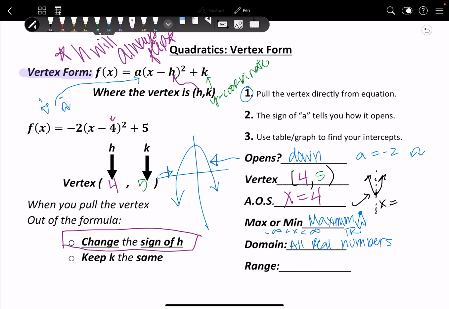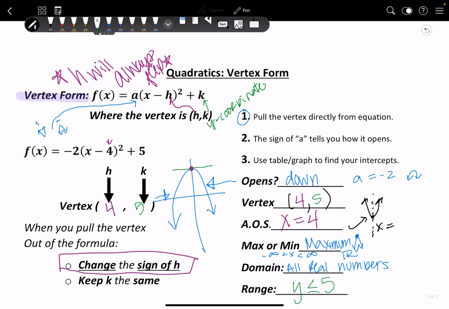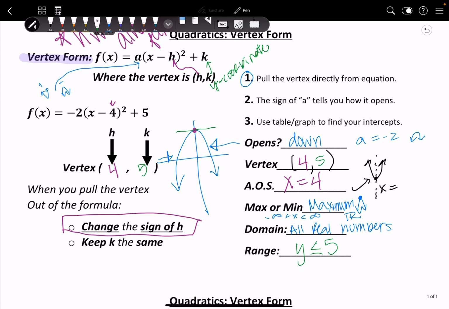Your range, we can tell if it's going above or below something based upon our vertex right here. Because our vertex is the highest point, everything is going to be less than or equal to this value, our y value of 5. Yes, you have to do a less than or equal to because it's on the line, so we're going to draw a line. If it were a happy face, by the way, then we would do y is greater than or equal to. That line has to be there.